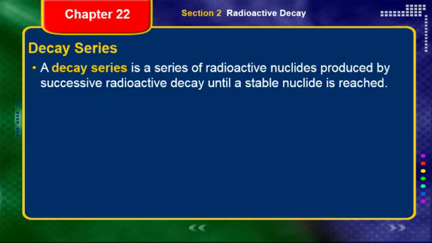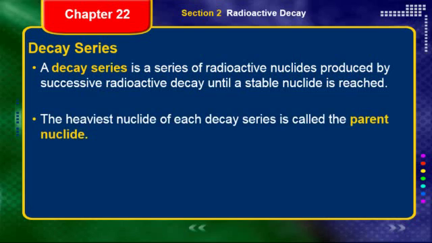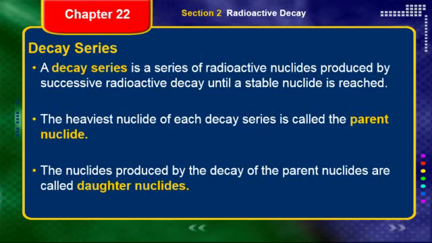Why will something stop decaying? Because it's finally stable. So the heaviest nuclide of each decay series is called the parent nuclide. The thing that you start with at the very beginning, meaning the heaviest nuclide that starts the whole thing, is called the parent nuclide. The nuclides produced by the decay of the parent nuclides are called daughter nuclides. Now, you're going to have many daughter nuclides for most decay series.